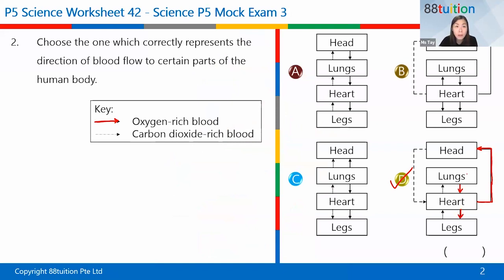Remember, you take in the surrounding air containing a lot of oxygen. The oxygen goes into the bloodstream. The blood then travels to the heart to be pumped to all parts of the body. Then after that, the blood with more carbon dioxide will flow back to the heart and then go to the lungs.